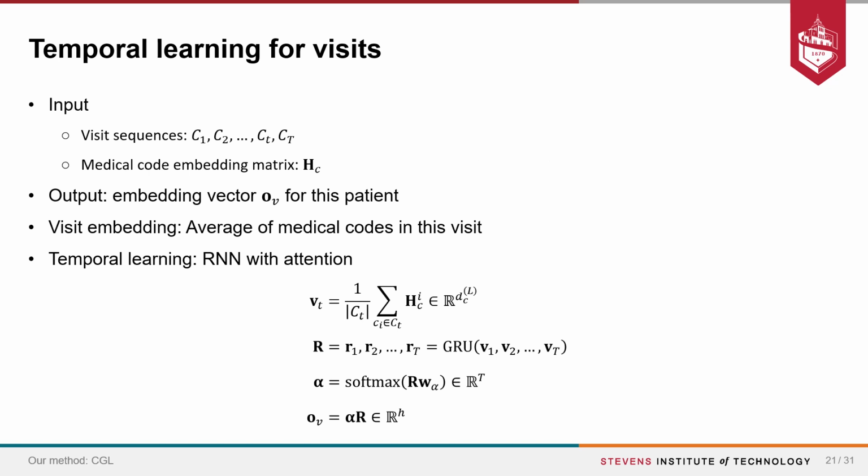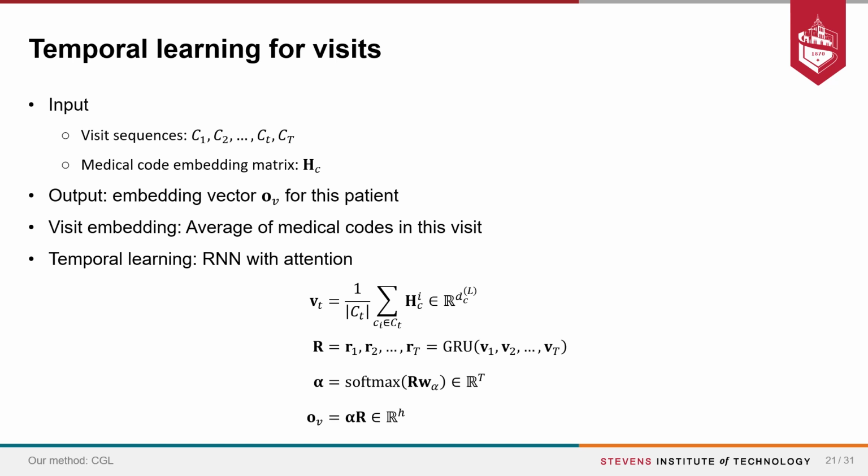Then we use an RNN with attention method for temporal learning of visits. The inputs are visit sequences. They include the medical code record of a patient. Another input is the medical code embedding matrix HC calculated by graph learning. The output is an embedding vector OV for this patient.